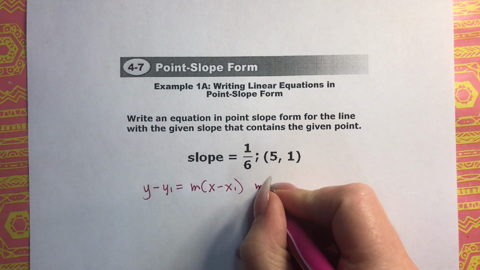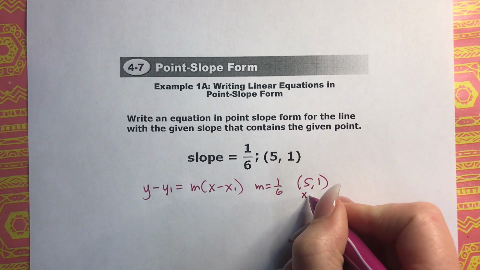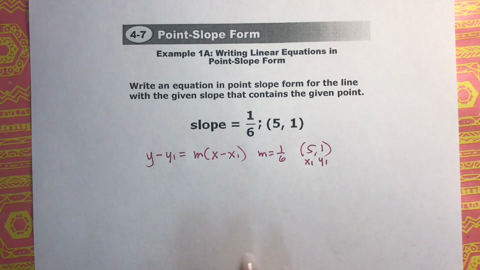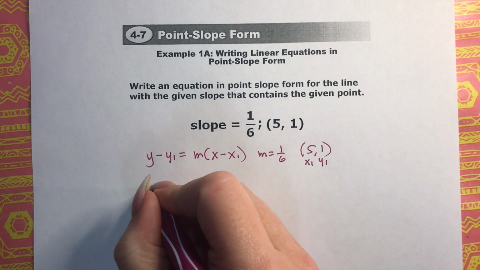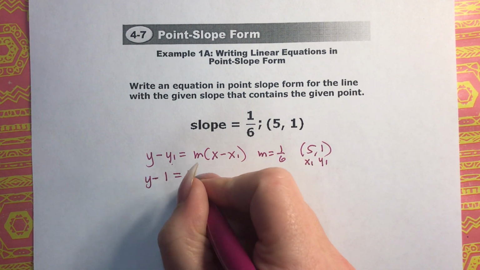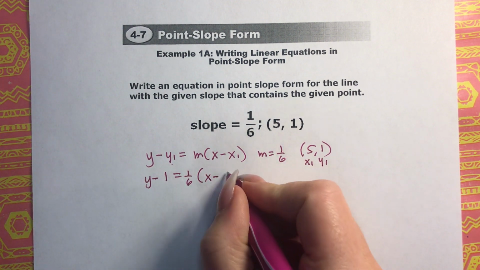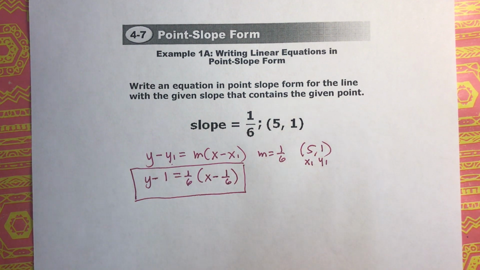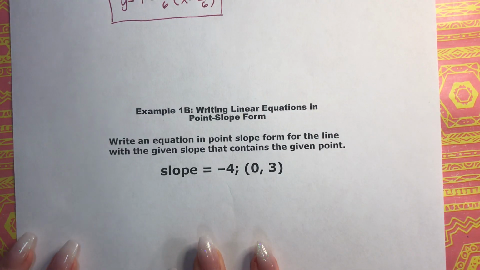Okay, my slope is 1/6. And my point is 5, 1, which means this is my x1 and this is my y1. And then I just substitute those values into this point-slope form equation. And I have y minus y1 is 1 equals the slope, which is 1/6, x minus x1, which is 5. And there is my point-slope equation. That's it. That's all you have to do. That's the answer in point-slope form. Perfect. Let's move on to the next one.